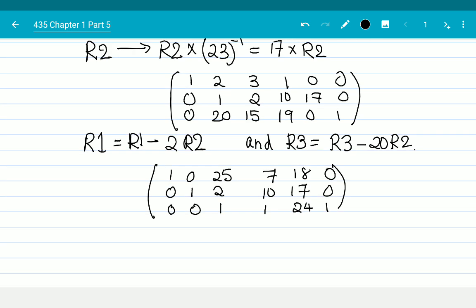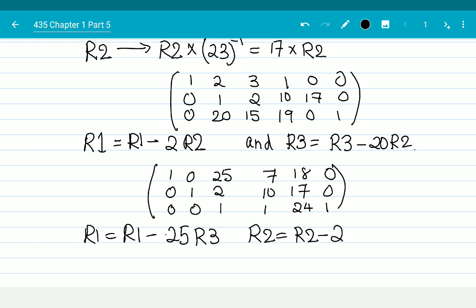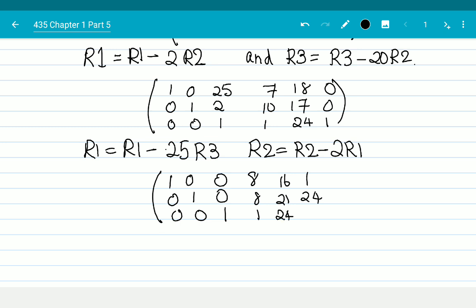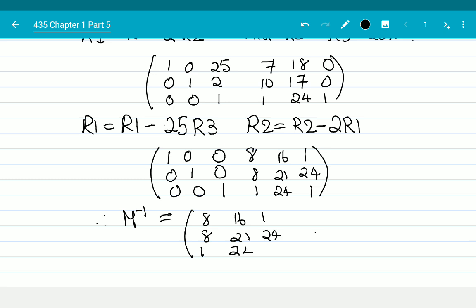Now for the finishing touches, we just have to do R1 is equal to R1 minus 25 R3, and R2 is equal to R2 minus 2 R3, which shall give me 1 0 0, 0 1 0, 0 0 1, 8 16 1, 8 21 24, 1 24 1, and therefore my M inverse is then 8 16 1, 8 21 24, 1 24 1.